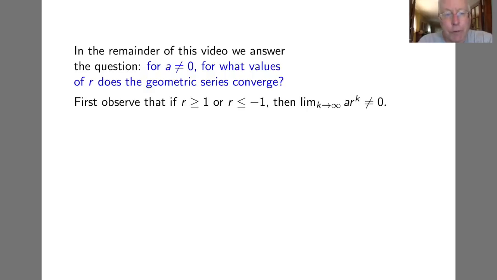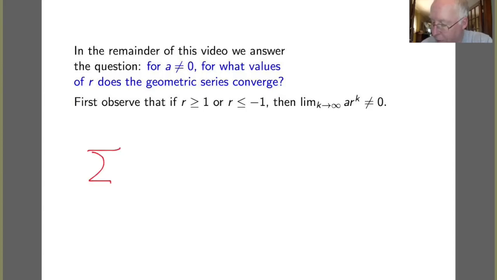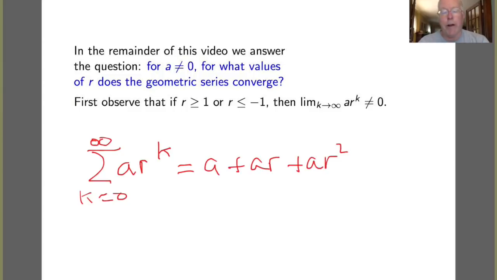Okay, first, as far as our convergence question, let's look at the case when r is bigger than or equal to 1 or less than or equal to minus 1. So remember, we're looking at the infinite series, the geometric series, the summation of a r to the k, k equals, we'll go with 0 to infinity, that's a plus ar plus ar squared, etc. So we're going to apply our nth term divergence test to this series by noting that if r is bigger than 1 and a is not 0, then this limit is going to be plus or minus infinity, which is certainly not 0.